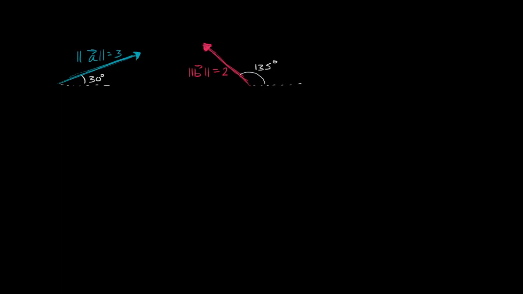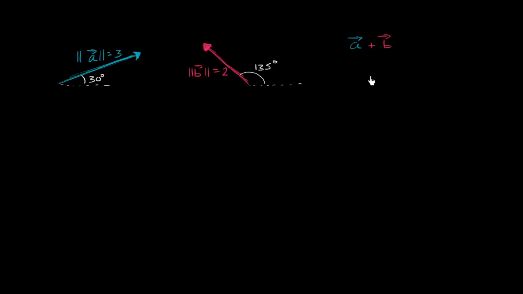And what I want to think about in this video, and maybe the next one, depends on how we do with time, is what is the magnitude and direction of the sum of these two vectors? What is the magnitude and direction of the vector A plus B? I encourage you to pause this video and try to work this through on your own before I work through it.